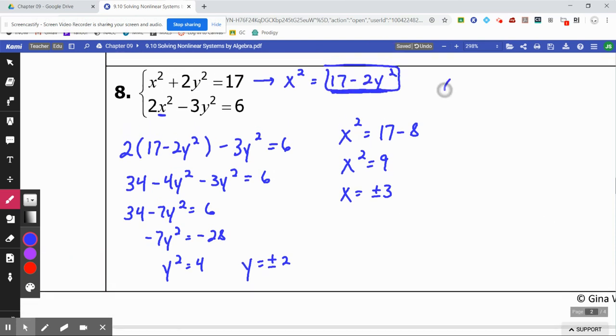So let's do it like this. When y is 2, x could be 3, or when y is 2, x could be negative 3. That's two different points.